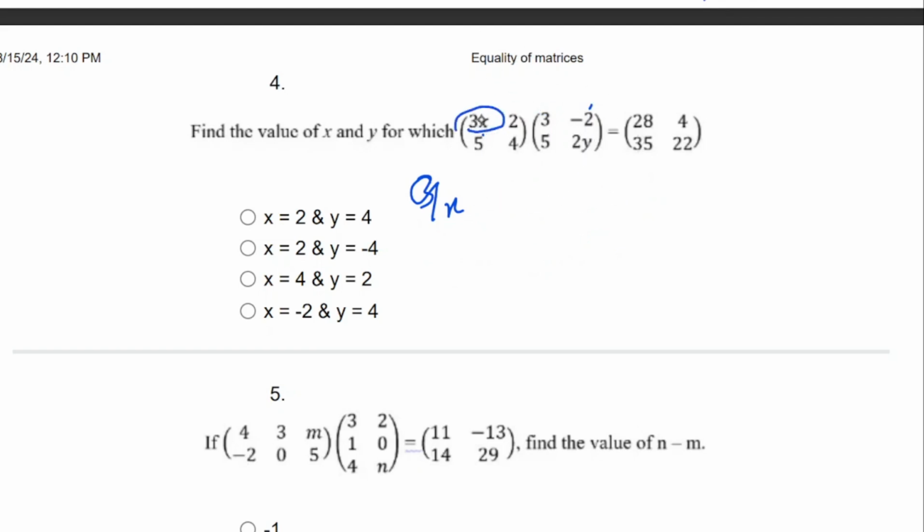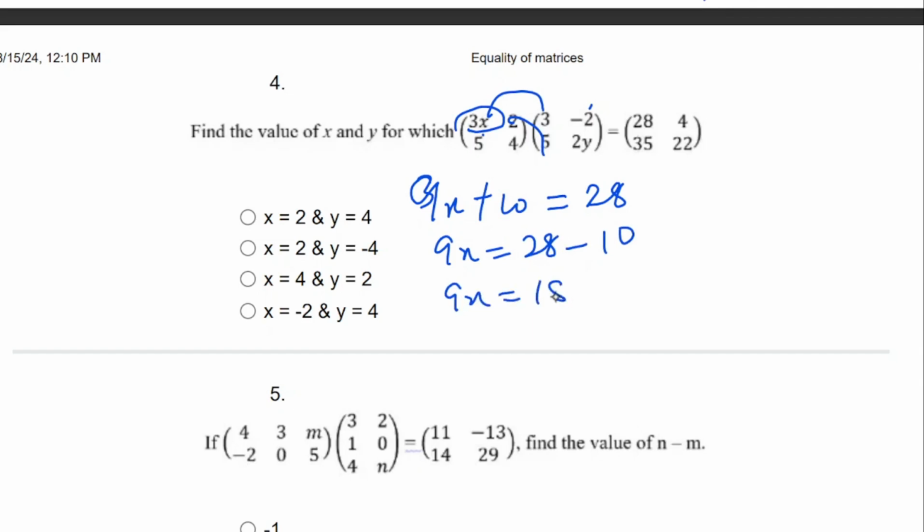So 3x times this, then 2 times this. That will be plus 10 equals 28. So that means 9x equals 28 minus 10. So 9x equals 18. Alright, so x is equal to 2. We know the value of x, so it remains y. Where do we have y?